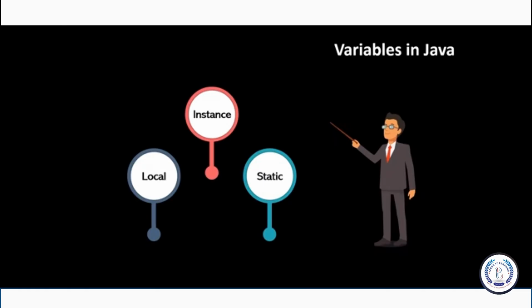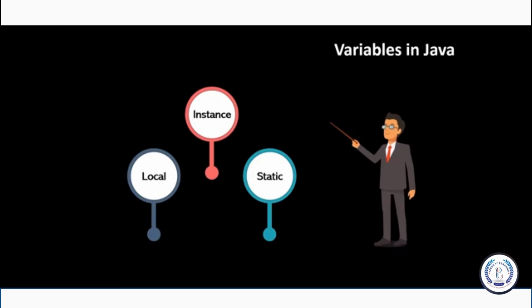Followed by that, we have instance variable. A variable declared inside the class but outside the body of the method is called instance variable. It is not declared as static. It is called the instance variable because its value is instance specific and not shared among other instances.